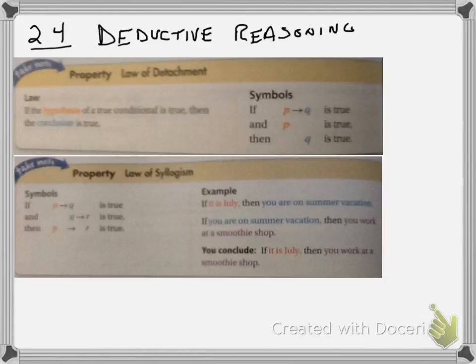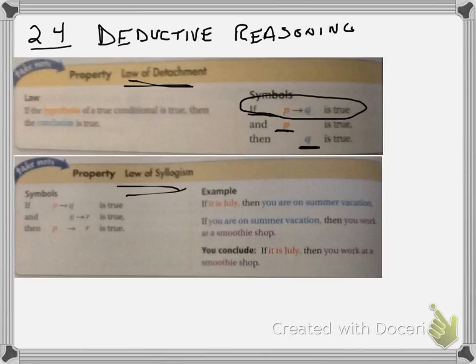2.4, deductive reasoning. When you're looking at this, there are two properties that we need to know: the law of detachment and the law of syllogism. When you're talking about detachment, if you have a true conditional statement, so if P then Q is true, and they tell you P is true, automatically Q has to be true.